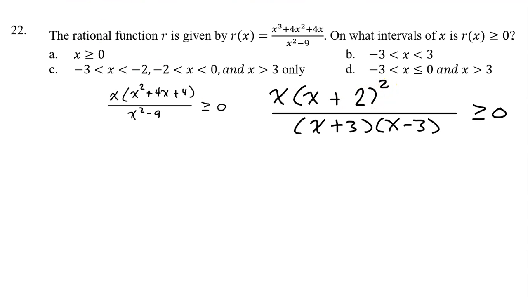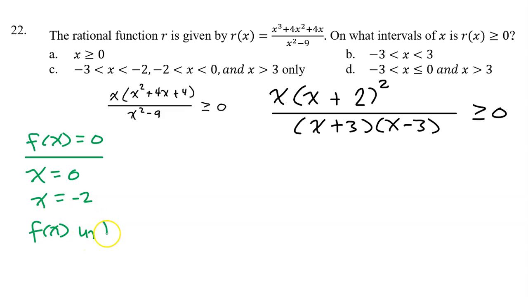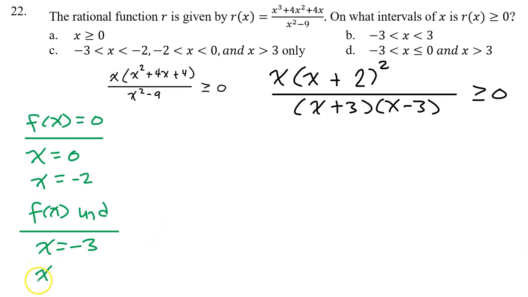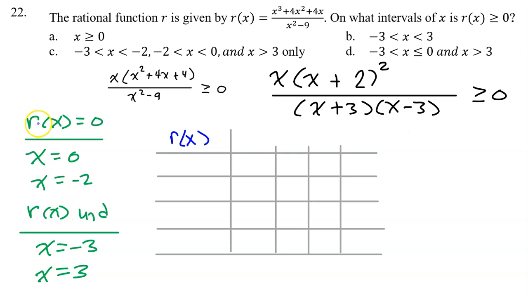Like this. Where will r of x equal 0? That's going to be where the numerator is equal to 0. So that's going to be at x equals 0 and x equals -2. Where will r of x be undefined? That's going to be at x equals -3, and if I can squeeze it in here, x equals +3. I should have said r of x here, not f of x.